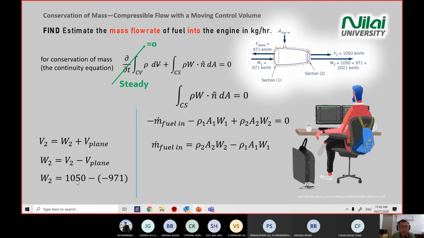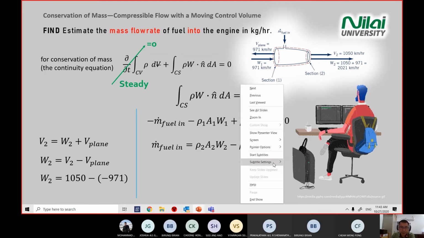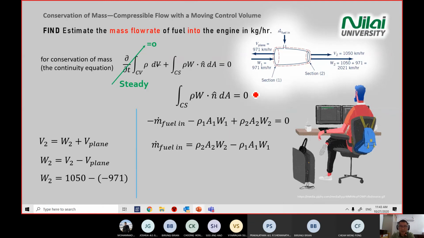So you put in the value. V2 in this case is 1050. V plane here is negative. Why negative? Because of the direction. Okay, now why? Let me draw the reference axis here.